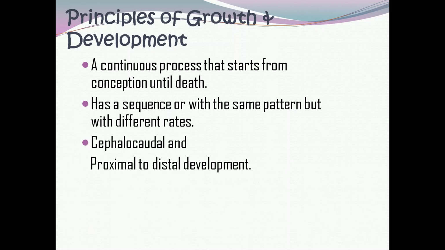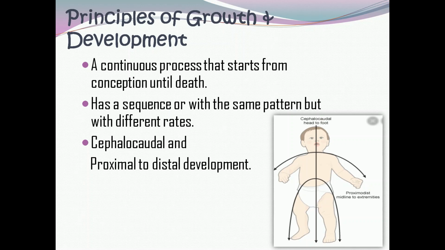Number 3, cephalocaudal and proximal to distal development. An example for a cephalocaudal development is a child's head develops much sooner than his or her legs, while proximodistal means from near to far, referring to the center of the body to the extremities. An example of this is the early development of muscular control of the trunk and arms, followed by the hands and fingers. And lastly, there is a best time for the initiation of certain skills, from simple to complex tasks.